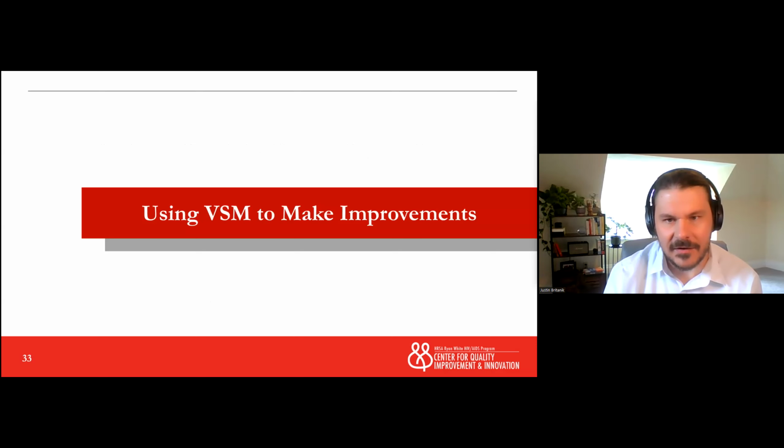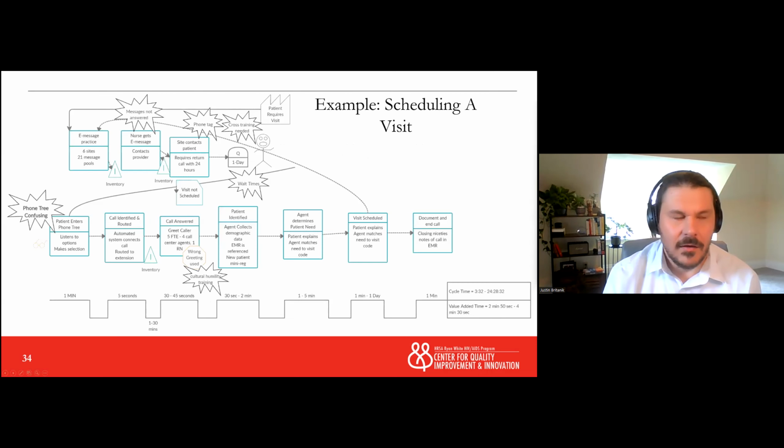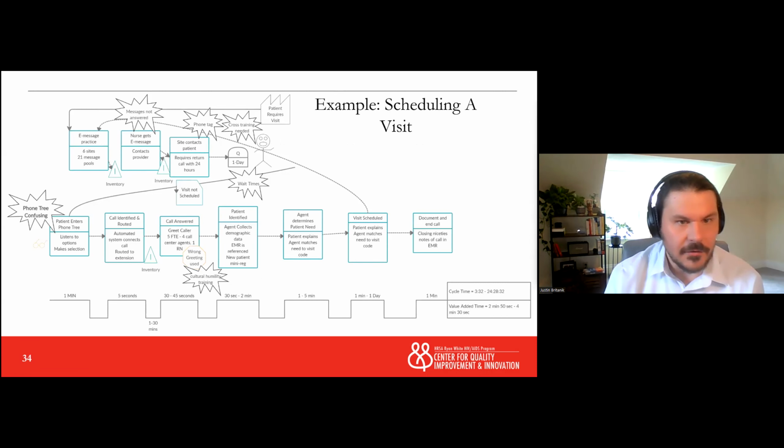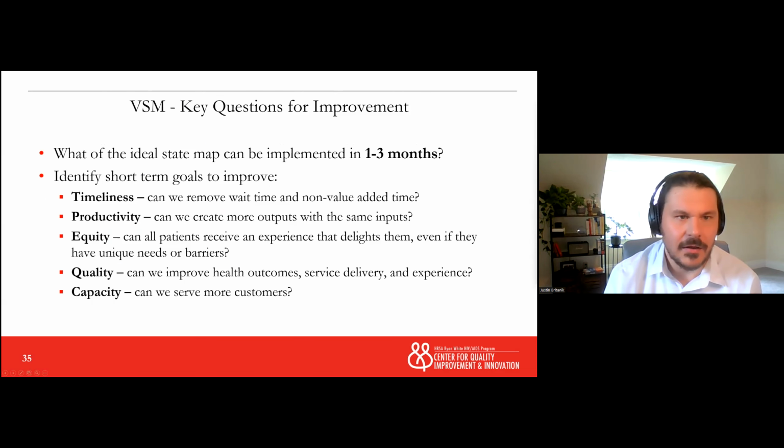So Sunzita, I think this is getting to your question. Using value stream maps to create improvements. So here's one. This is another process we looked at back in part one, a little bit more briefly. But this is a scheduling a visit process. And on this process map, you see there's a lot of opportunities for rapid improvement. We have big wait times here. We have a huge variation in cycle time. There's a lot going on here.